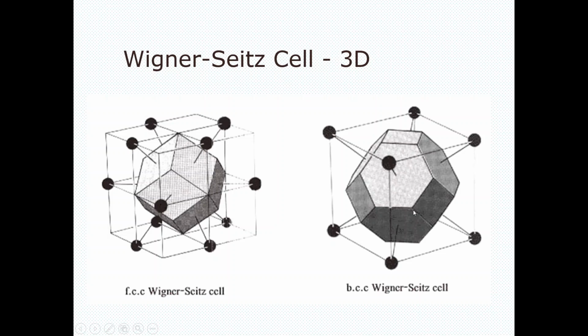Here is the example of Wigner-Seitz cells in 3D. This is the Wigner-Seitz cell in the FCC structure, and this is the Wigner-Seitz cell in the BCC structure.